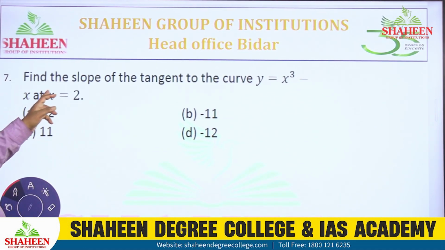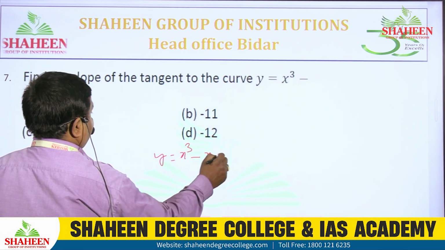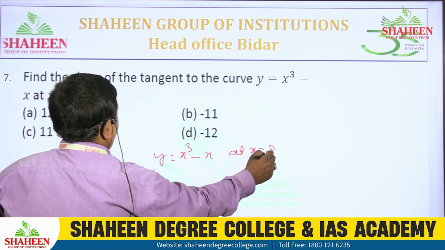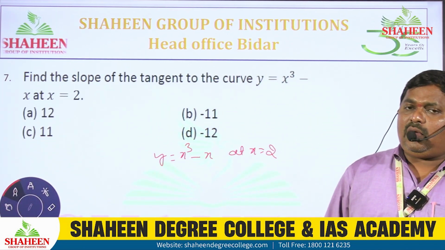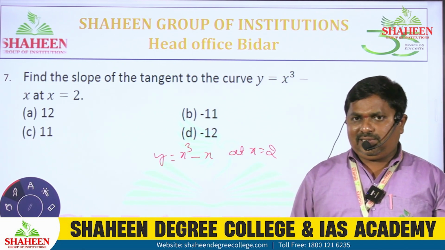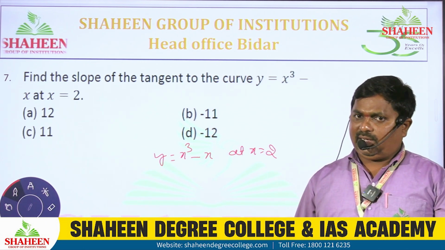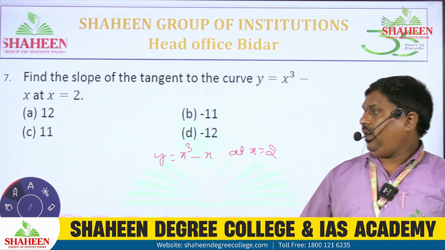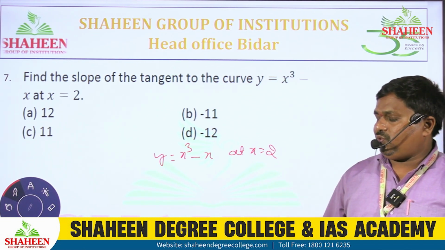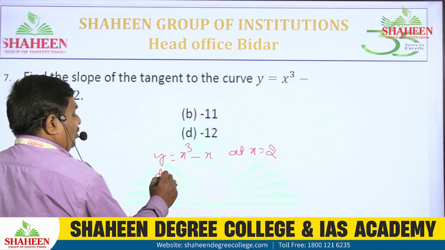Find the slope of the tangent to the curve y is equal to x cube minus x at x is equal to 2. We are finding the slope of the tangent. What is the slope of the tangent formula? dy by dx. We have been given the curve equation y is equal to x cube minus x. We differentiate this function and substitute x equal to 2 in the derivative. Then what is dy by dx?